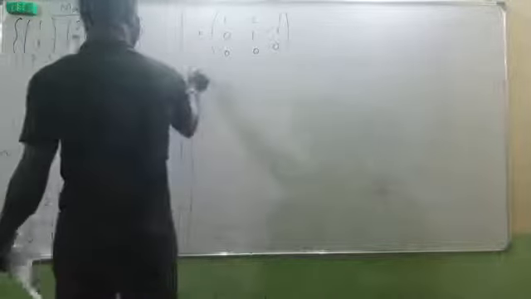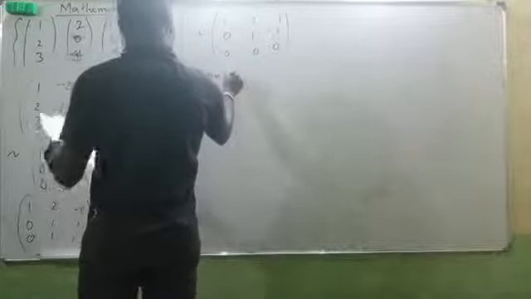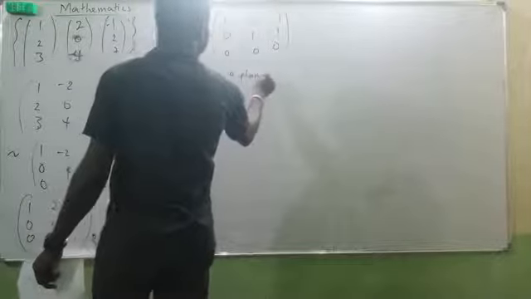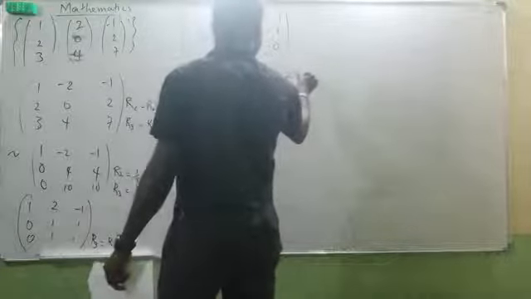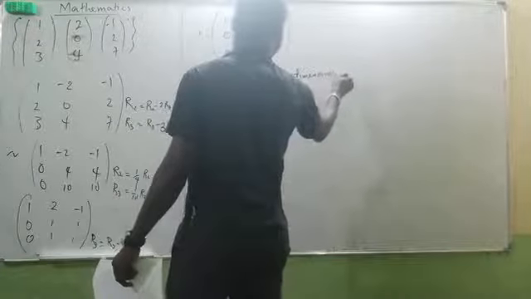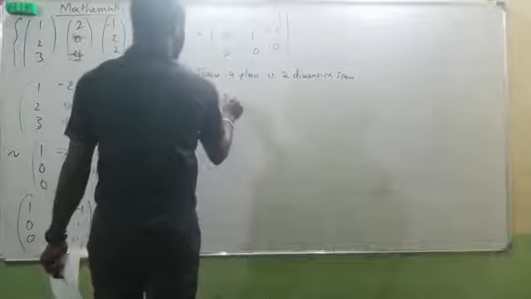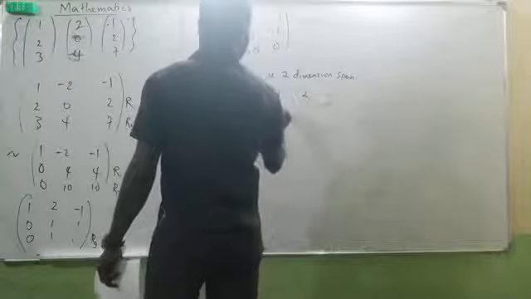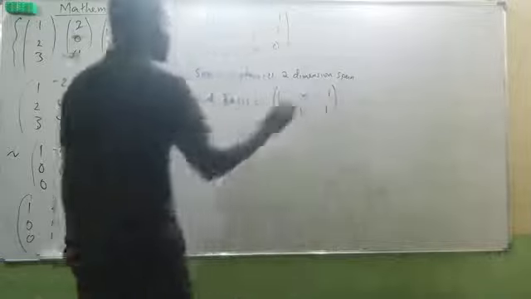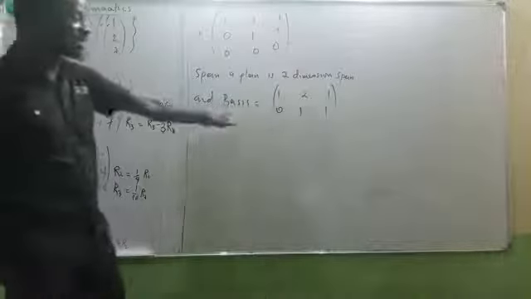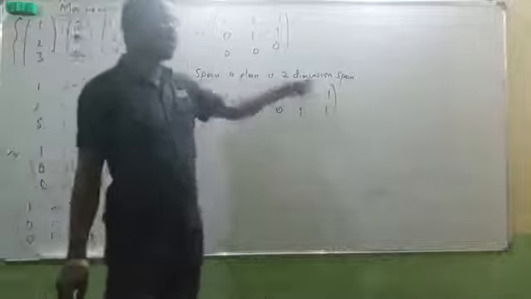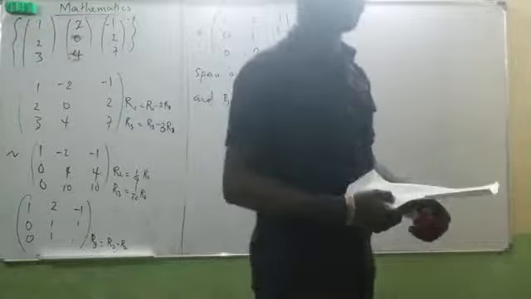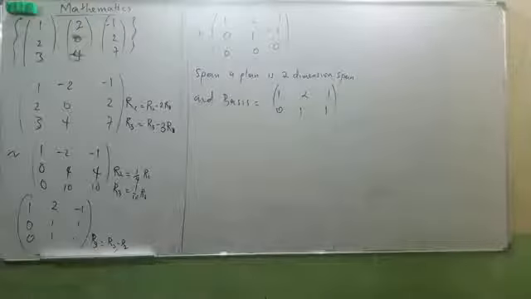Now, if they ask me this particular question, span a plane is 2-dimensional span, and basis will be equal to 1, 2, 1, 0, 1, 1. Please don't forget. That is what I want to explain here. The basis is this. The dimension is what? We have what is called linearly dependent and linearly independent. I think I'll be talking about that later.